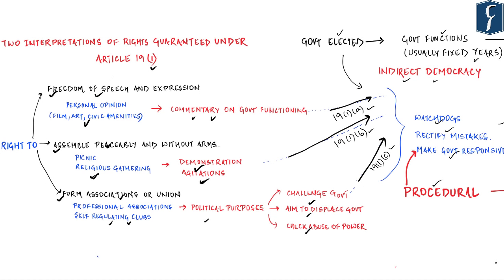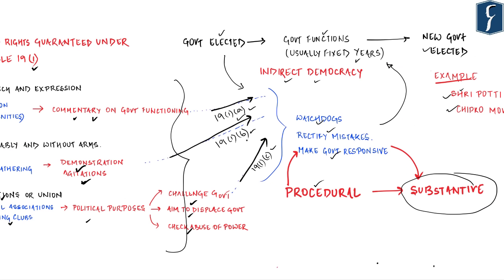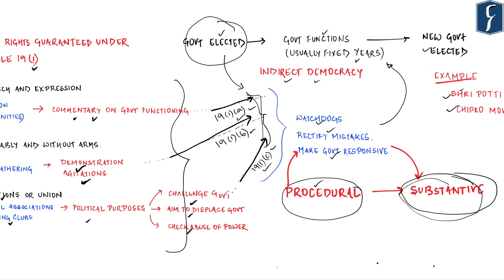And remember that such rights given in Article 19(1)(a), (b) and (c) convert our procedural democracy into a substantive and real democracy, and these are important mechanisms which ensure that once a government is elected and it starts functioning, citizens of the country have accountability mechanisms by being a watchdog, by rectifying the mistakes and making the government responsive. And this acts as a feedback mechanism, as the government, after taking into account such protests and demonstrations, has to course correct its actions. Let's now move on to the next news.